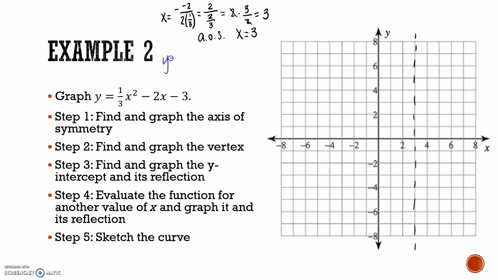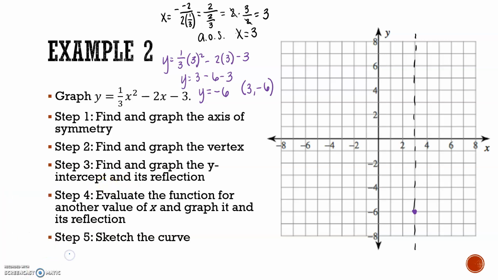So I get y equals 1/3 times 3 squared minus 2 times 3 minus 3. So 3 squared is 9, and 1/3 of 9 is 3. So I get y equals 3 minus 6 minus 3. And y equals -3 minus 3 is -6. So my vertex, because I need to write it as an ordered pair, is 3, -6. So I go 3, and it should be on my axis of symmetry, so that's good.